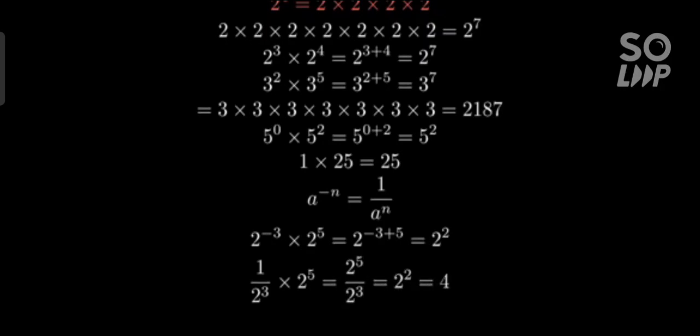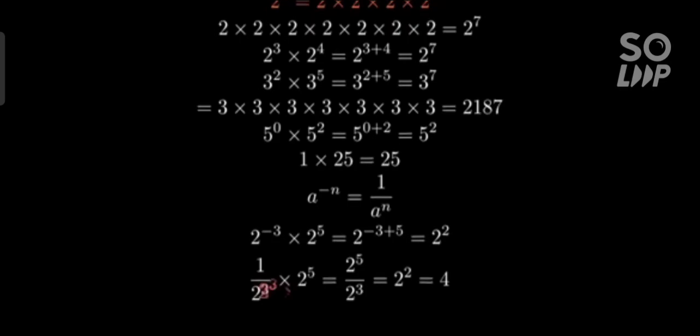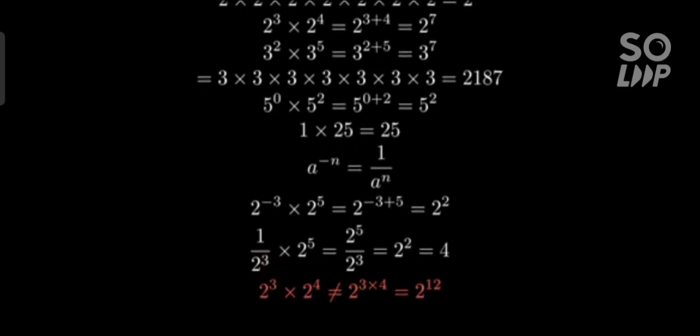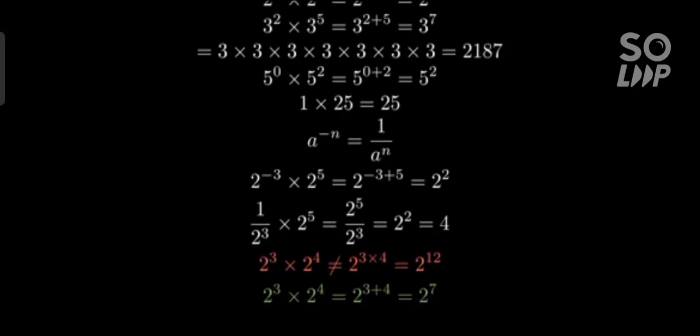A common misconception is thinking you multiply the exponents instead of adding them. For example, 2 to the 3rd times 2 to the 4th is not 2 to the 12th, it's 2 to the 7th. Let's solve a practical problem.